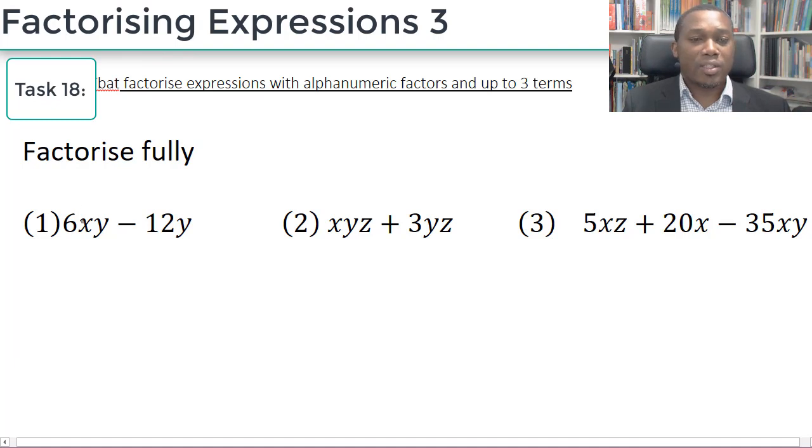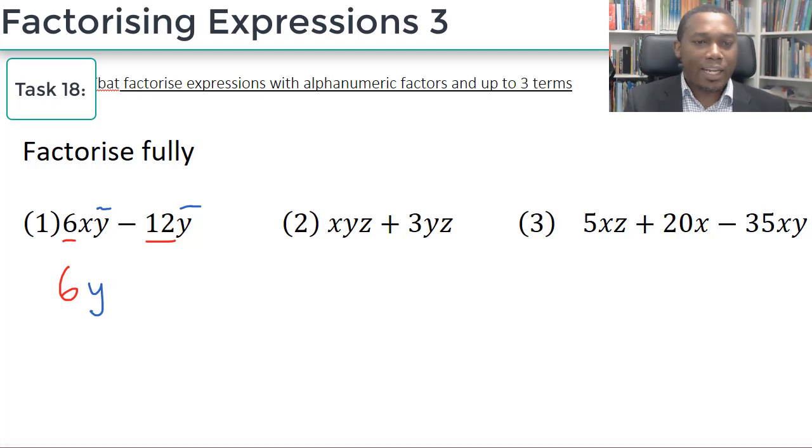Right, let's do these together. We're looking at the numbers 6 and 12, and the biggest number that goes into 6 and 12 is 6. Do they have any letters in common? Yes, there's a y and there's a y. No x in common, so y is the highest common factor in terms of the letters. Anything else in common? No, so now I put in my brackets.